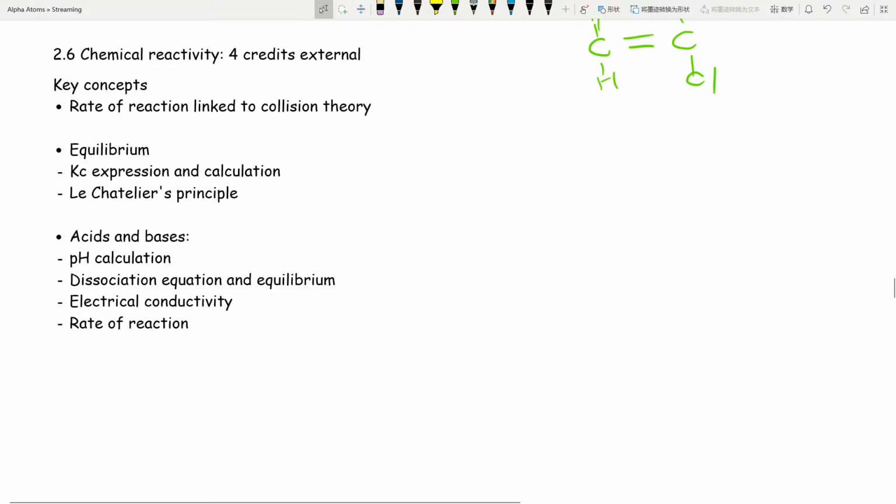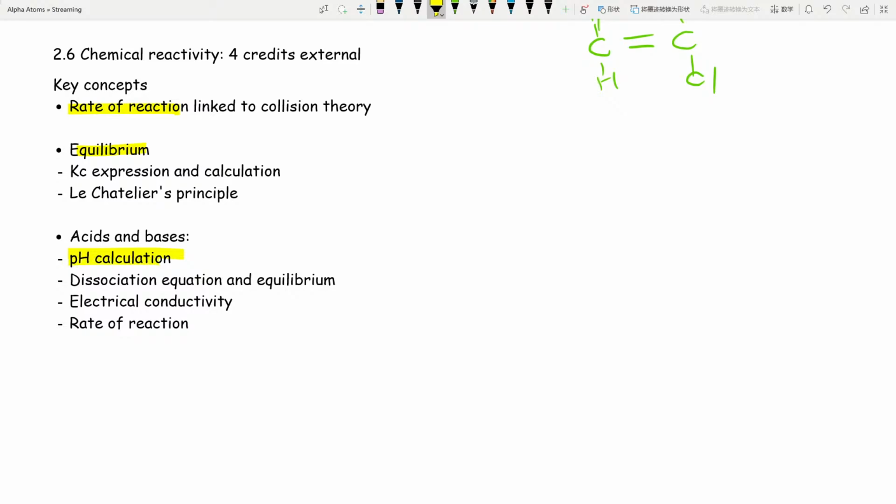2.6 chemical reactivity. So this is going to be hopefully the easiest one to do, because rates of reaction you did in level 1, and no one fails the chemical rates of reaction part in level 2 because you did it in level 1. Le Chatelier's principle is probably going to get a lot of people confused, and then acids and bases pH calculation.